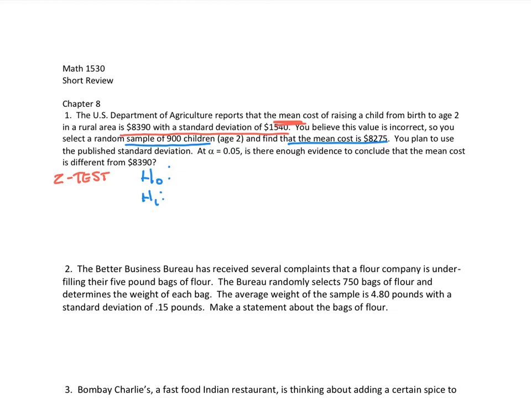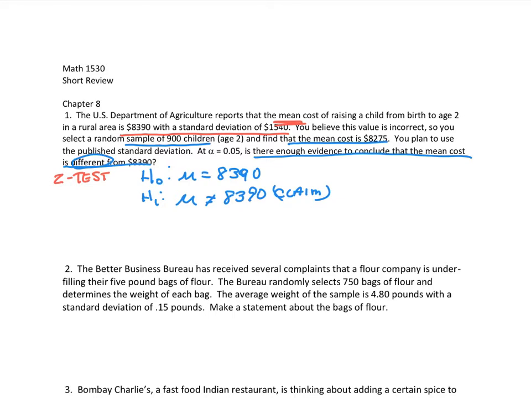The mean cost is 83.90 is my null hypothesis. What I'm wanting to test, is there enough evidence to conclude that the mean cost is different from 83.90? That means I'm actually testing to see whether it's changed, which means my claim is the alternate.